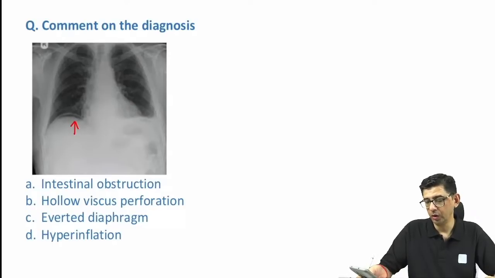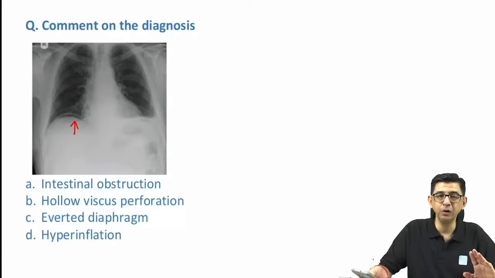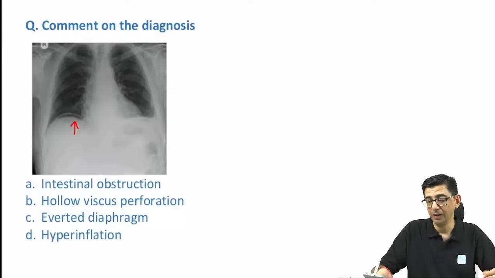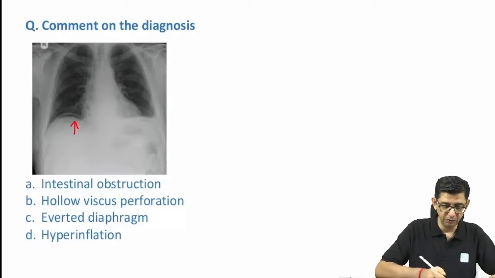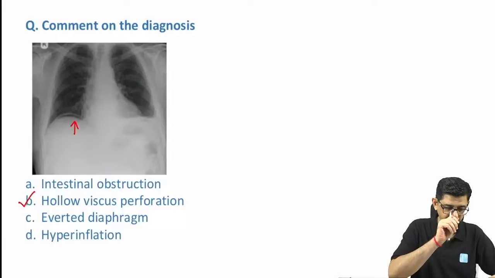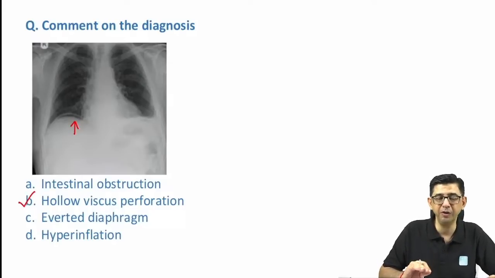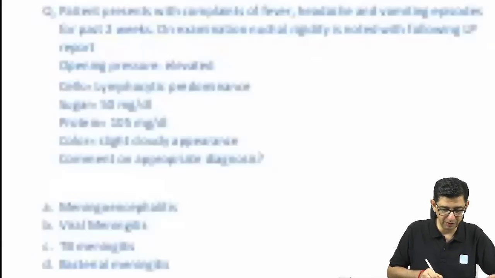No, doc. We'll put Kaposi as 200. Toxoplasma gondii is not 200, man. Cerebral toxoplasmosis is 100. The value for cerebral toxoplasmosis is CD4 count less than 100. This would be hollow viscus perforation, guys. Kaposi would be 200, and if it is cerebral toxoplasmosis, that would be less than 100.